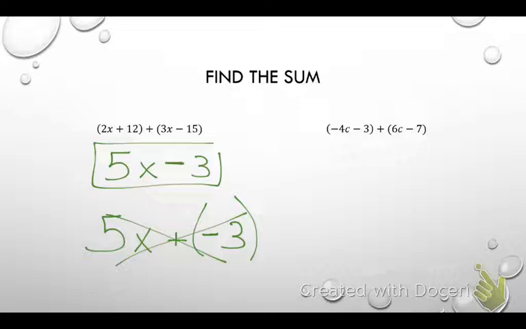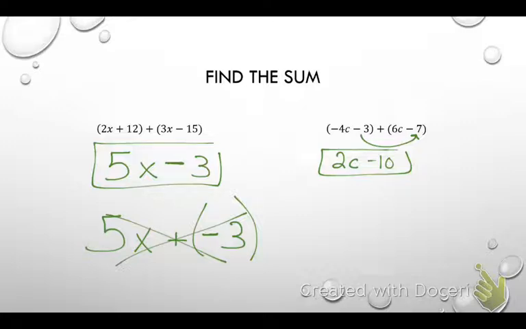Okay? All right, so on the second one, what's negative 4c plus 6c? Negative 4 plus 6. 2c. What's negative 3 minus 7? Negative 10. Okay, so same sign, add and keep. Negative 10. 2c minus 10. Good job. All right, how'd you guys do?